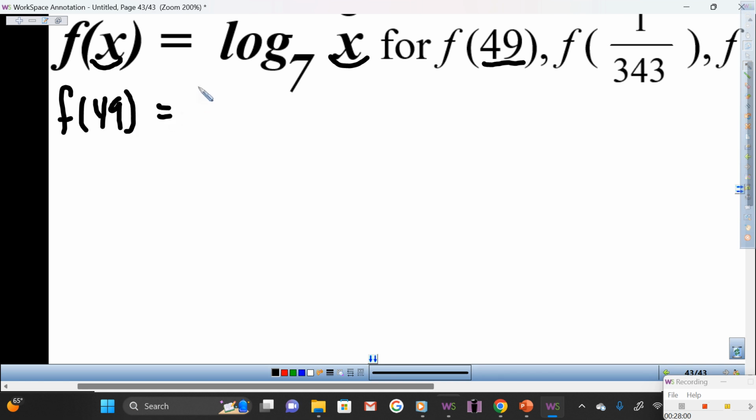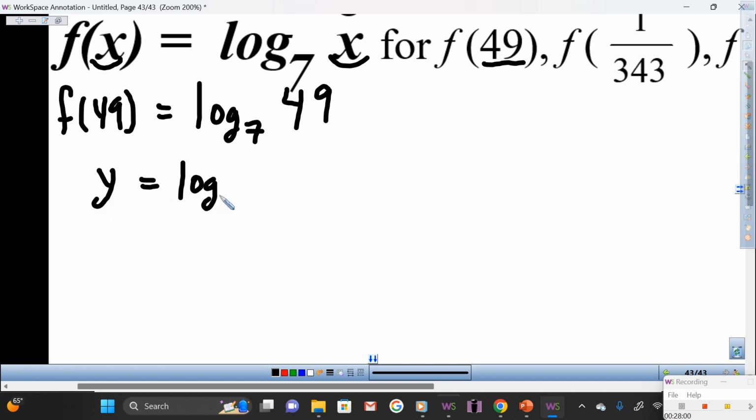You're just paying attention. You'll copy at the end. Log base 7 of 49. Once we have that, the very first thing in order to solve, we need to go back to the other notation, not function notation. Before we got to function notation, it was a variable y. So we leave it as log base 7 of 49. Why do we need it in this form? Because now we can rewrite this as an exponential. What is the exponential form of this one?